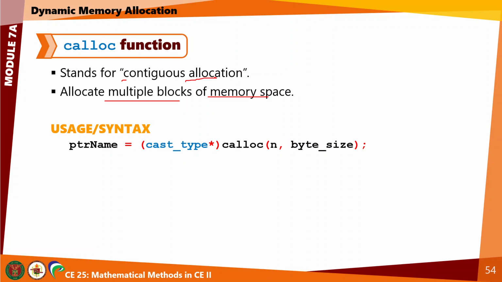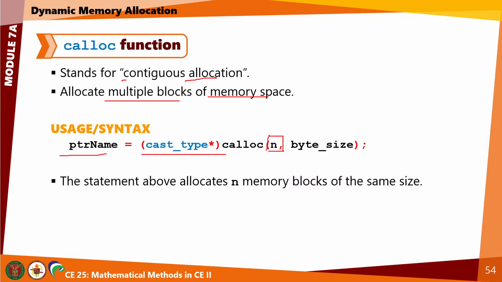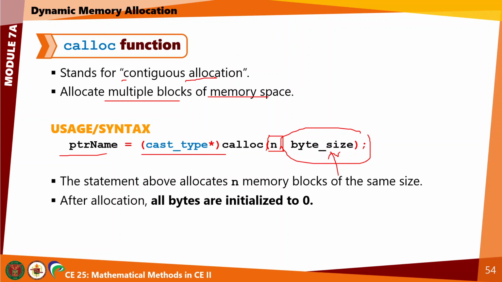Ito yung syntax niya. Similar sa malloc: pointer name, and then your optional cast type, calloc, and then may n, na dito kasi you're allocating n memory blocks na may same size. So, individual size itong byte size na ito. And ang difference niya sa malloc is it initializes all bytes of memory to 0. So, useful ito sa pag-allocate ng memory for arrays. Bakit? Kasi i-initialize niya lahat ng elements ng array mo to 0. Okay, so that's your calloc function.